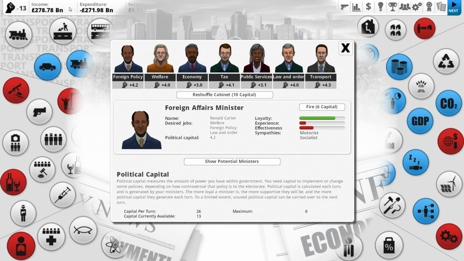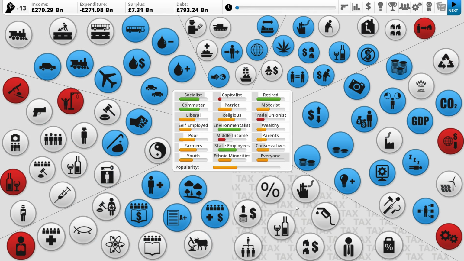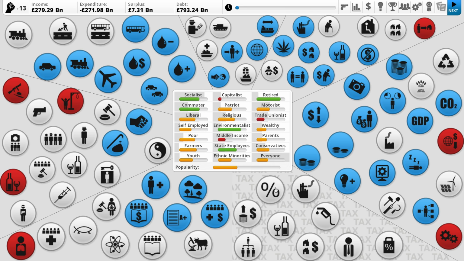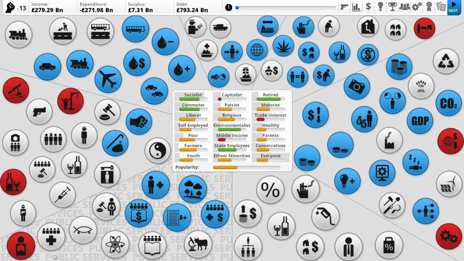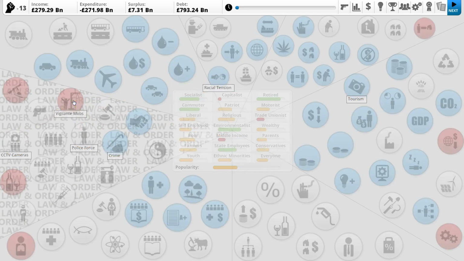This icon represents your political capital, and this is what you use to create or adjust policies or make other choices in the game. If it's gone, then you can't do anything, but not everything costs the same. For example, to increase the income tax, you need 30 political capital, and of course we don't have it. To lower it, we need 7, and to outright cancel it, we need 13. So we have 13 left, so we can do something else.